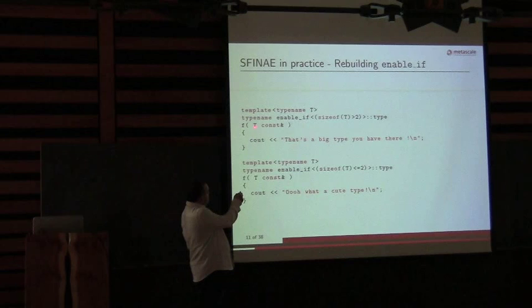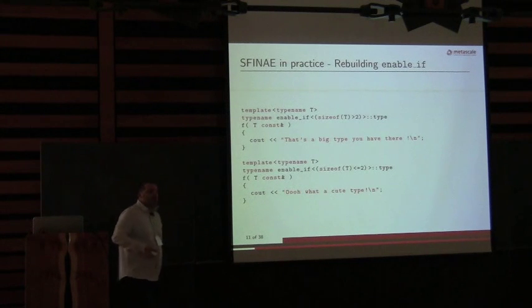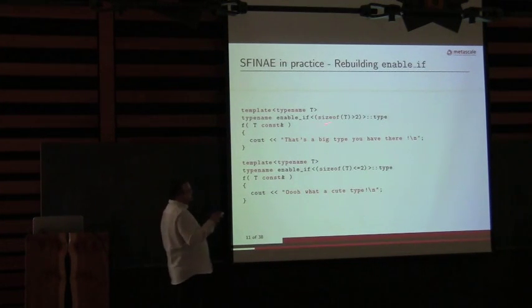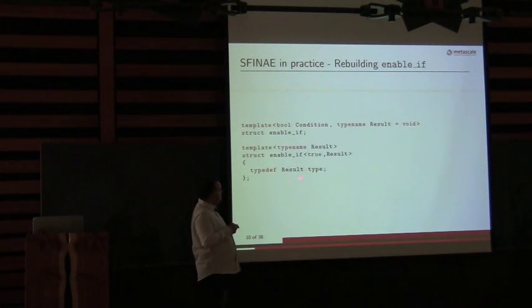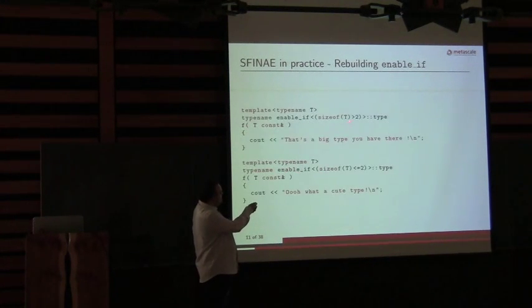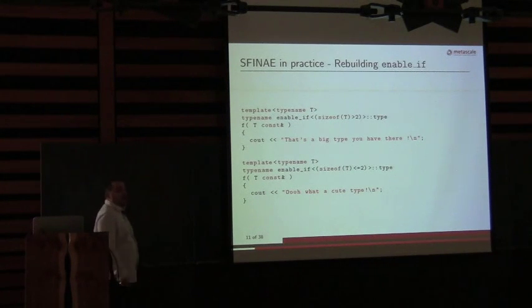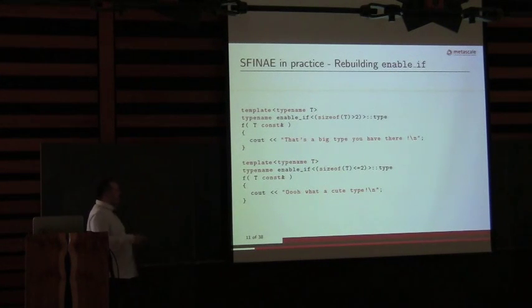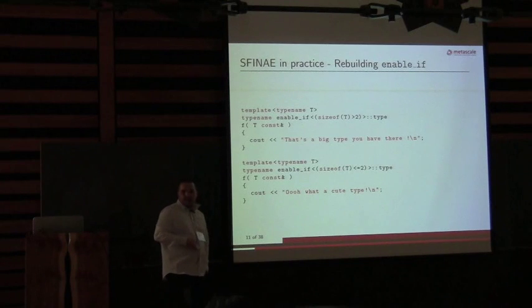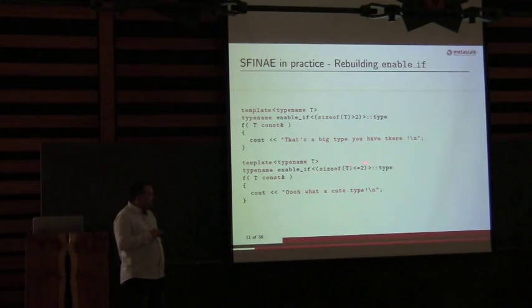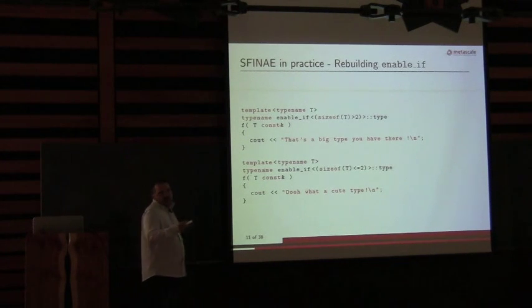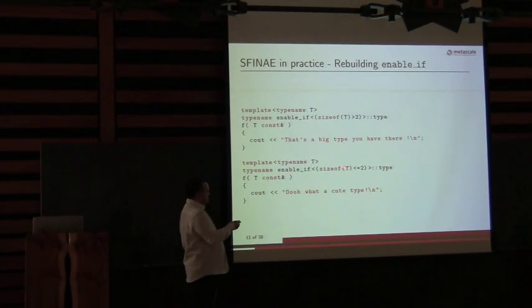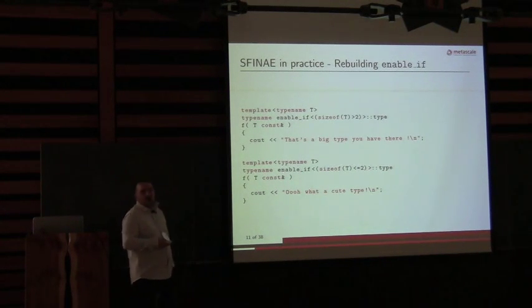After substituting double with success, it tries to compute this. So the size of double is clearly bigger than 2. So this condition evaluates to true, and we jump into this version of enable_if, which happens to have a type defined, which is result. And in this case, this is a default result, which is void. I end up with a function which the substitution gives me: void f of double. And in the other one, well, the size of double is clearly not lesser or equal to 2. So this goes into the undefined version of enable_if, which doesn't have the type defined, fails to substitute, and just removes this from the overload set.